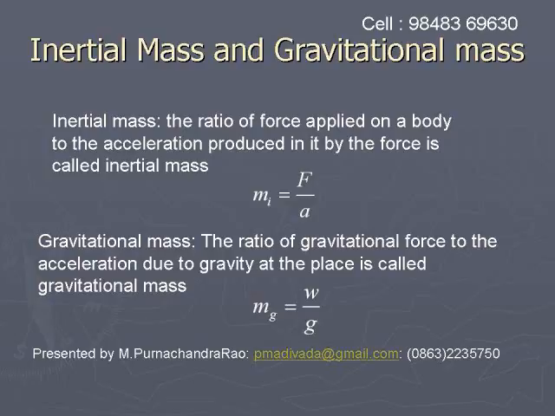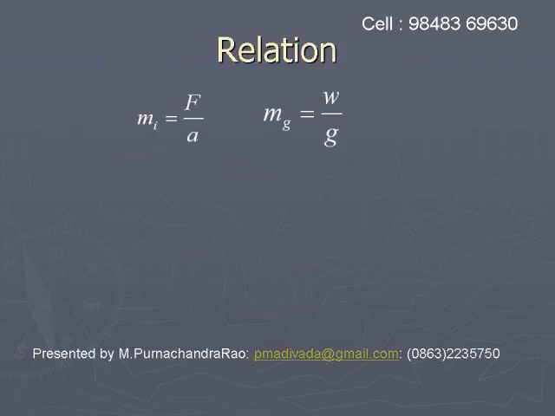Every body experiences a gravitational force, and if W is the weight, that is the gravitational force. So the weight of the body divided by acceleration due to gravity gives the mass of the body. Such a mass is known as gravitational mass. Gravitational mass mg is equal to W by g. Inertial mass mi is equal to F by a.